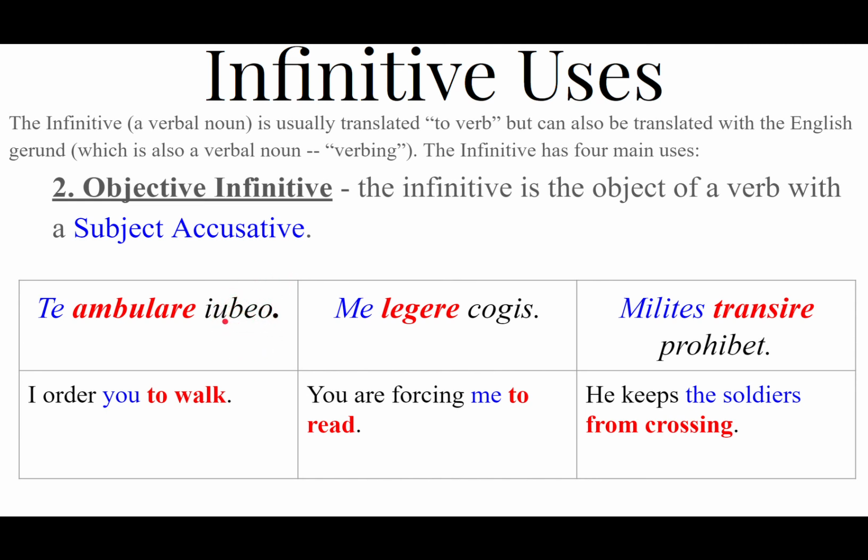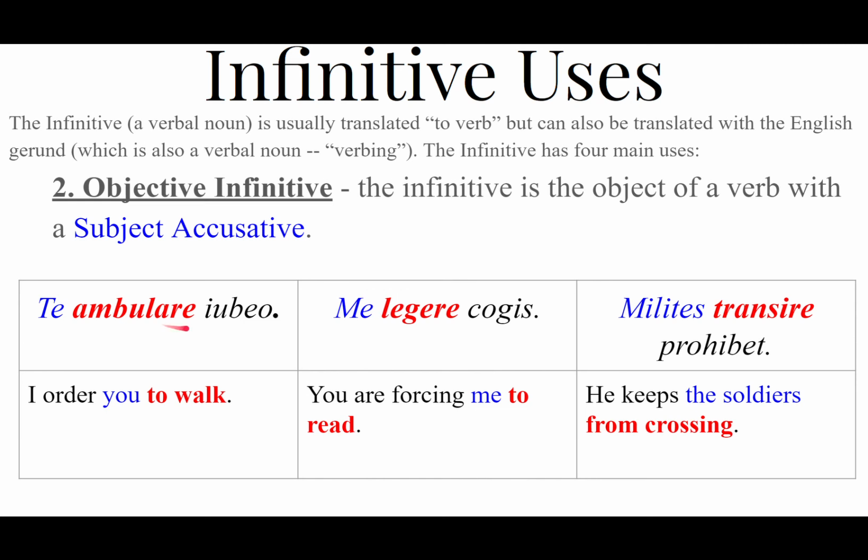Whom do I order? I order a subject accusative. Te, I order you. And what do I order you, the subject accusative, to do? Ambulare, to walk. I order you to walk. Te, the subject accusative. This is the subject of the infinitive ambulare. The accusative is the subject of an infinitive.